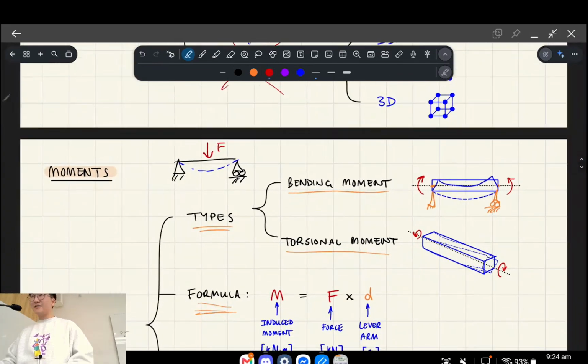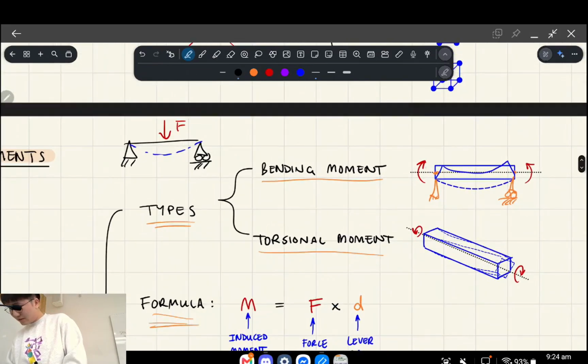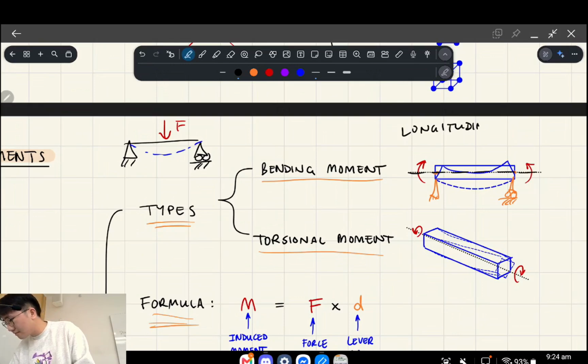So the system's bending. And the important thing to note is this black dashed line that I've drawn, which just represents, let's call it the longitudinal axis, which is the direction of length of the beam, so its longest dimension, right? And the bending happens relative to that.